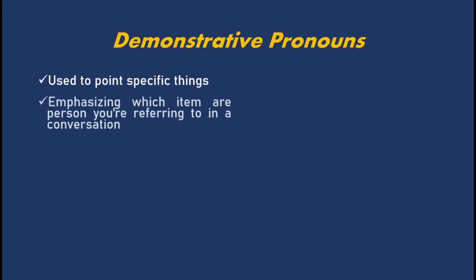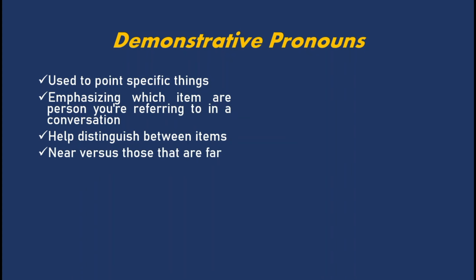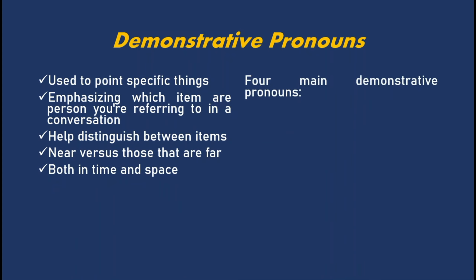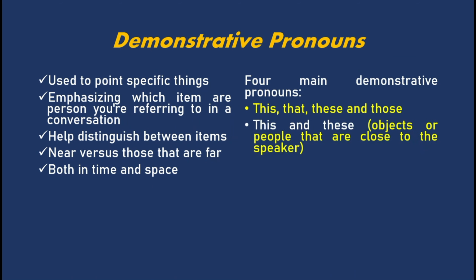Demonstrative pronouns are used to point to specific things, emphasizing which item or person you are referring to in a conversation. They help distinguish between items that are near versus those that are far, both in time and space. The four main demonstrative pronouns are this, that, these, and those. This and these are used for objects or people that are close to the speaker.